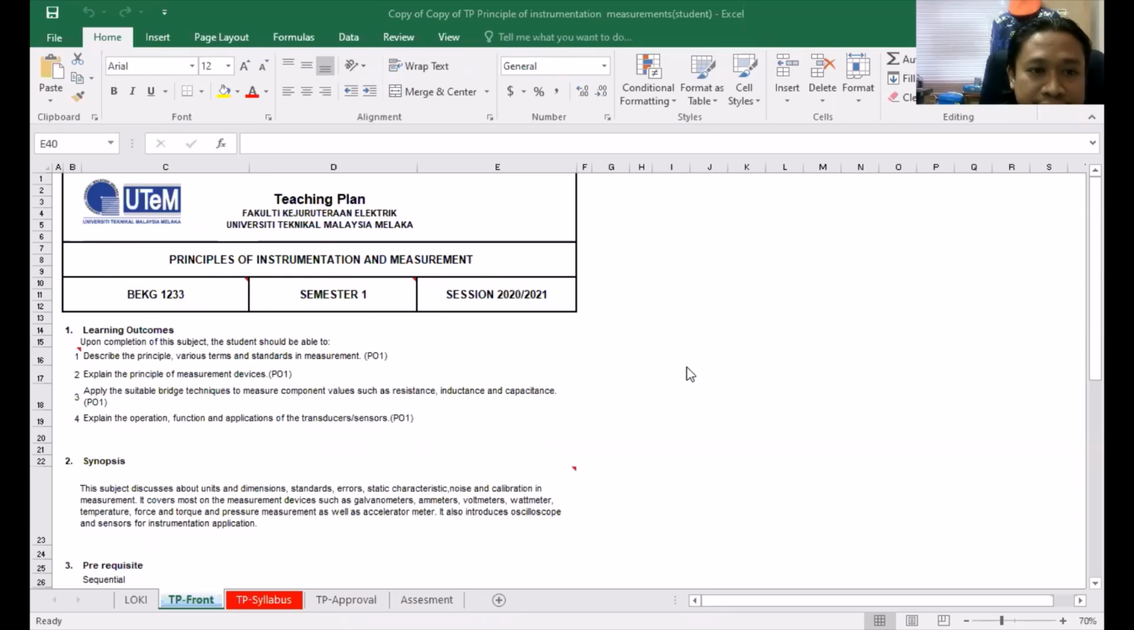So this is the BEKG 1233, principle of instrumentation and measurement. If you see the title, okay. Yeah. So we have another participant.